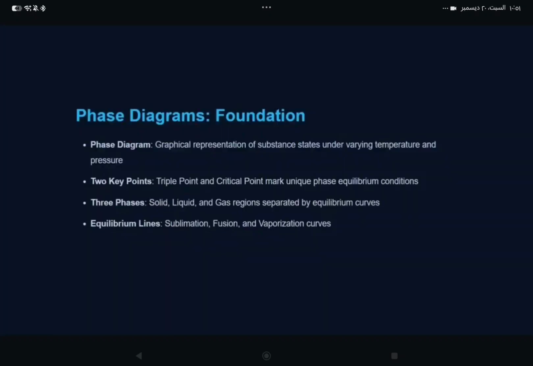So we have the phase diagram foundation. A phase diagram is a graphical representation of a substance's state under varying temperature and pressure. We have two key points, the triple point and the critical point, which mark unique phase equilibrium conditions. And we have three phases, solid, liquid, and gas, regions separated by equilibrium curves. And we have equilibrium lines: the sublimation, fusion, and vaporization curves.